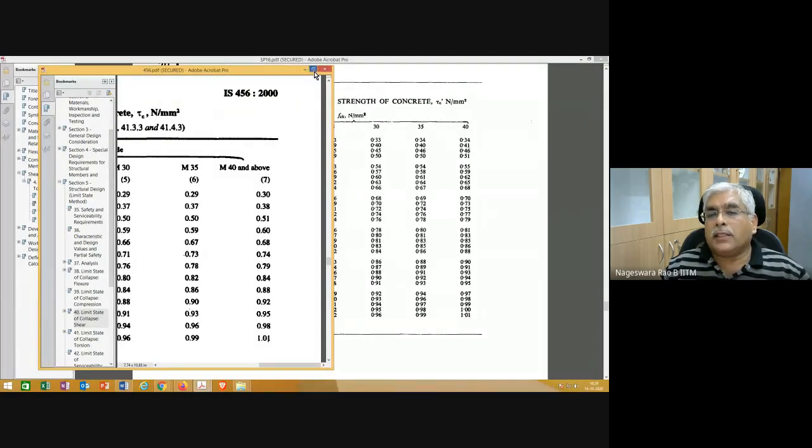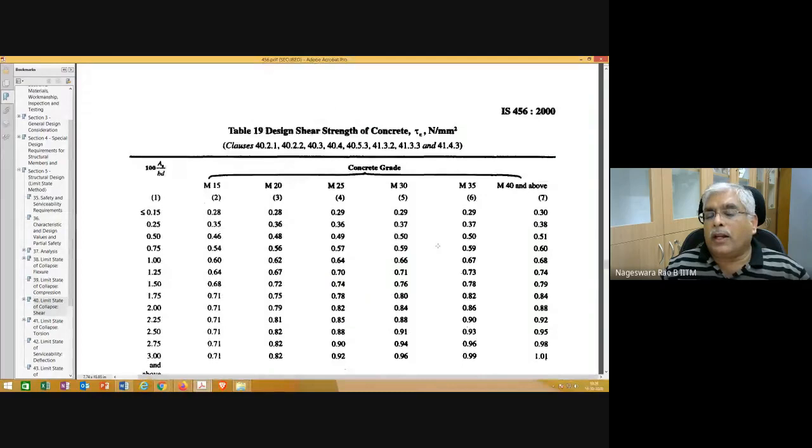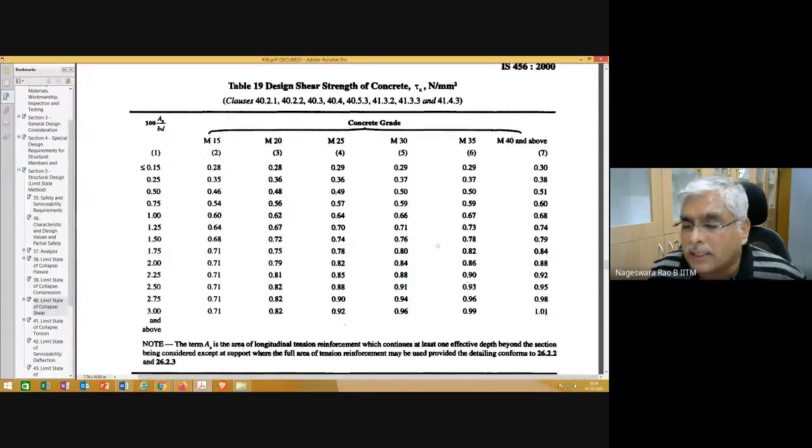Any questions? So Table 19 or the equation that is given in SP16, making use of that, you should be able to find the design shear strength of concrete. And let's read this note as well. Here it's mentioned percentage of tensile steel, and there is some condition on this. The term As is the area of longitudinal tension reinforcement which continues at least one effective depth beyond the section being considered.